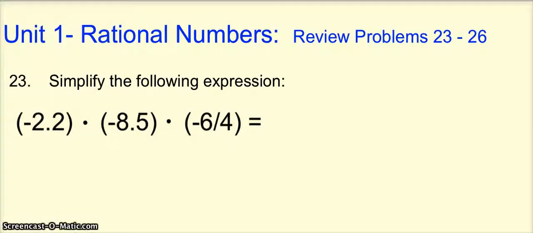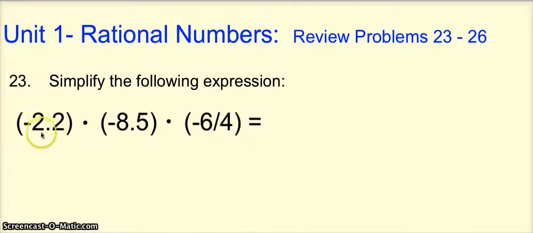Hi guys, we're picking up where we left off on that review packet for Unit 1 Rational Numbers, and we're starting off with problem 23. In problem 23, we're asked to simplify the following expression. We have negative 2.2 times negative 8.5 times negative 6/4.